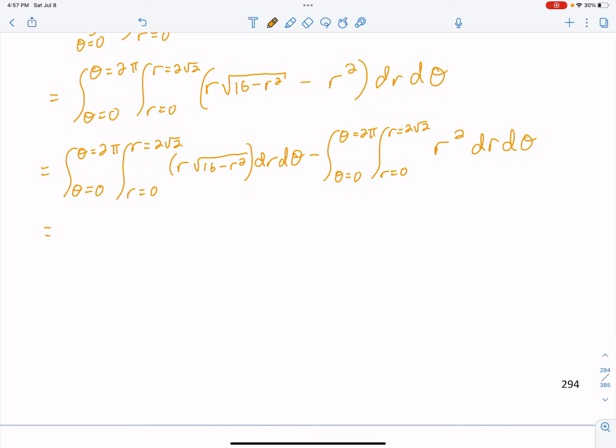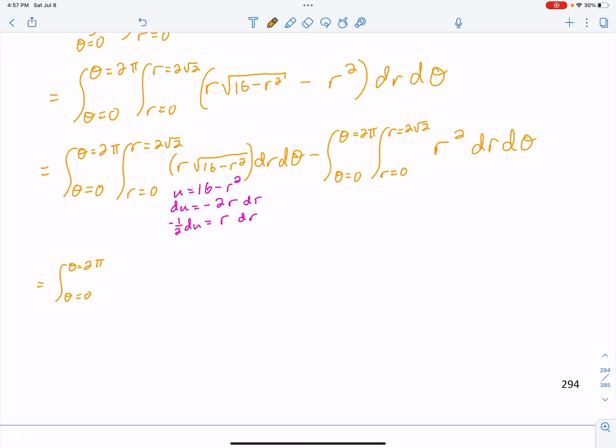Okay, this is just a nice pretty u-sub here. If I let u equal 16 minus r squared, then du is equal to negative 2r dr. I have an r dr to replace, so it's going to be a negative 1/2 du equals r dr. So it takes care of the r dr, and then we're going to put a half out front. So switch back. Okay, I got theta equals 0 to 2 pi.